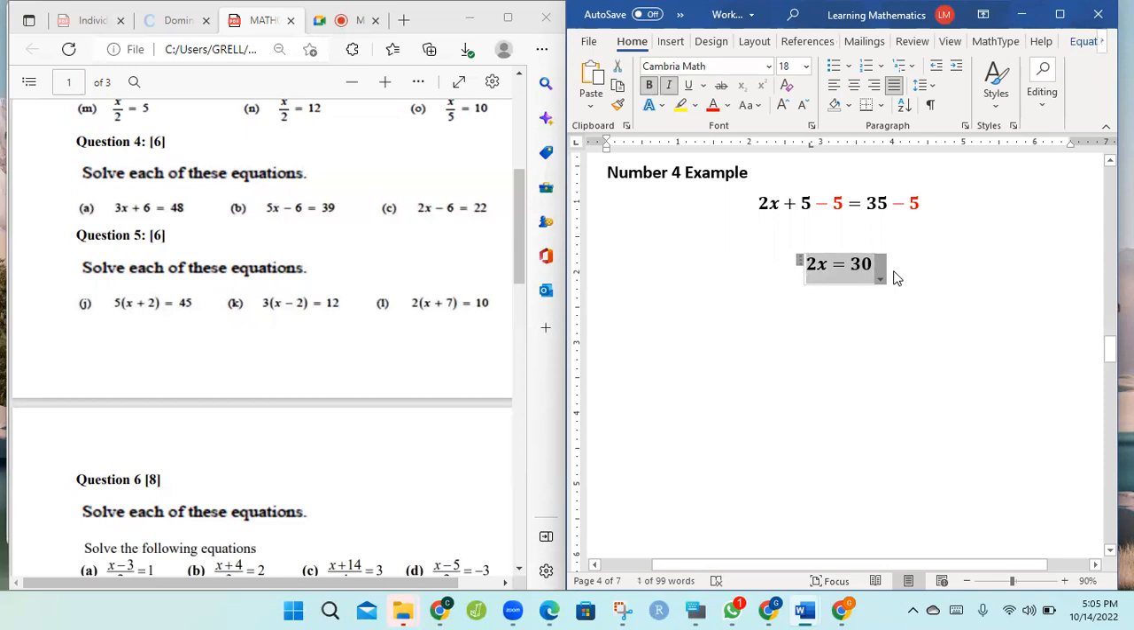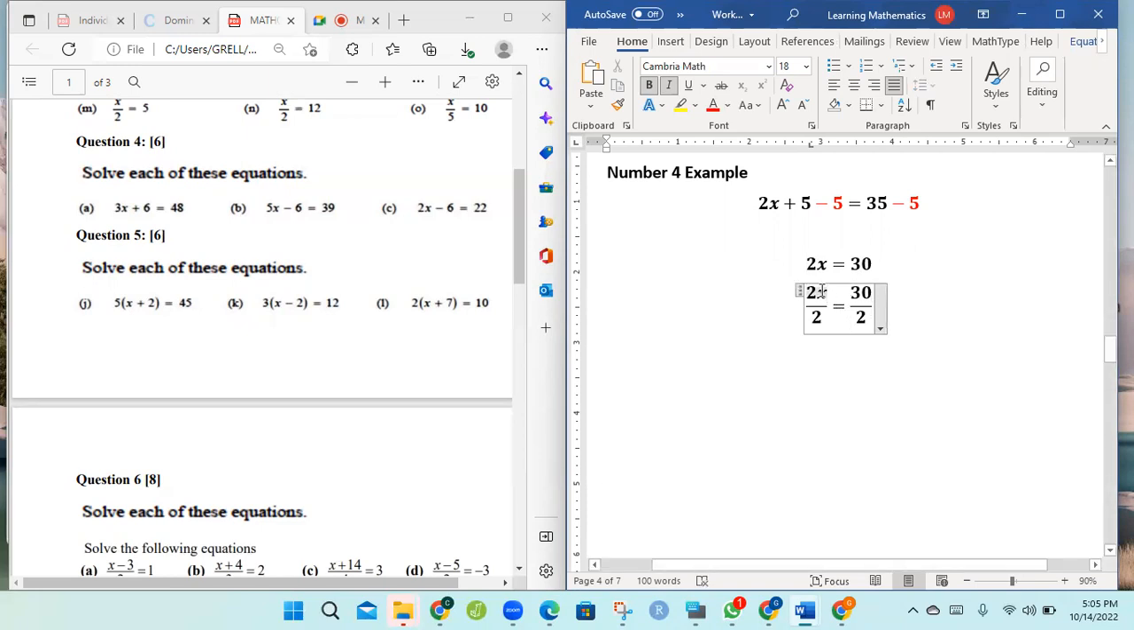And we have to divide by 2 on both sides. The reason why we're dividing by 2 is because 2 is multiplied. So we do the opposite, which is divide. And if you divide on the left, you have to divide on the right.